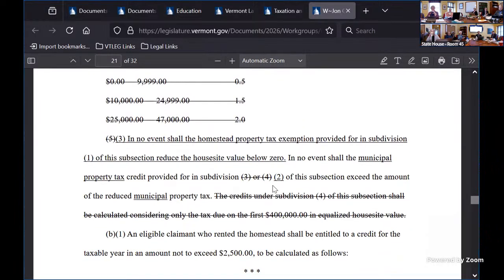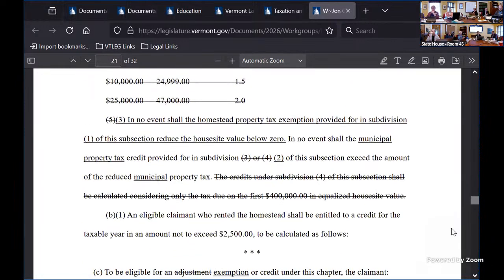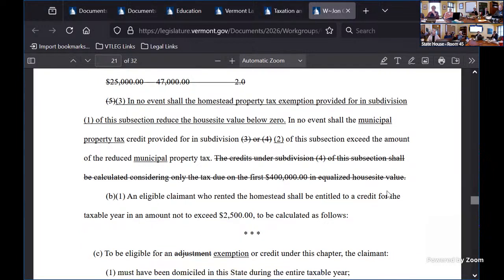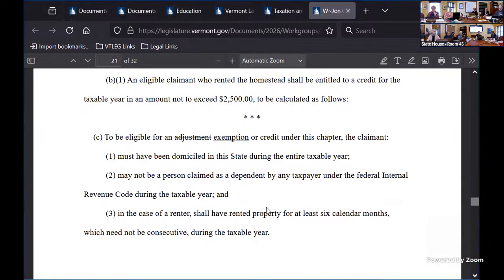Some clarifying language at subdivision 3 here on page 21. This is, I think, consistent with the way the law currently works, pointing out that the exemption won't reduce the house site value below 0, and the municipal property tax credit shall not exceed the amount of the reduced municipal property tax credit. So attempting to floor those at 0, basically the whole of your property tax liability or house site value should not be exceeded. We can delete the language included here at the final line because we no longer have this education property tax circuit breaker. We now just have the exemption. Some conforming changes here at the bottom of C.